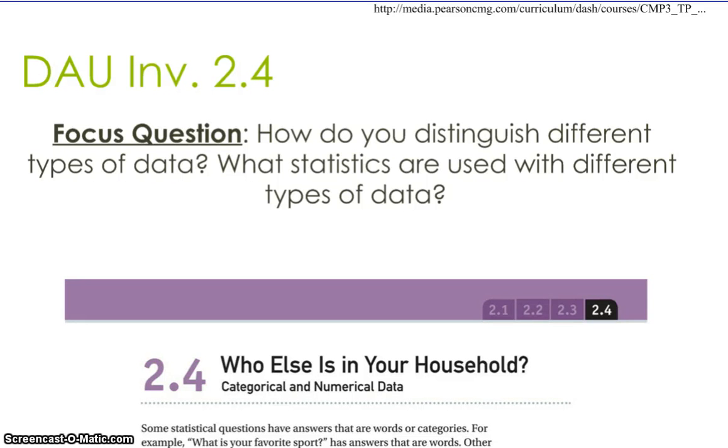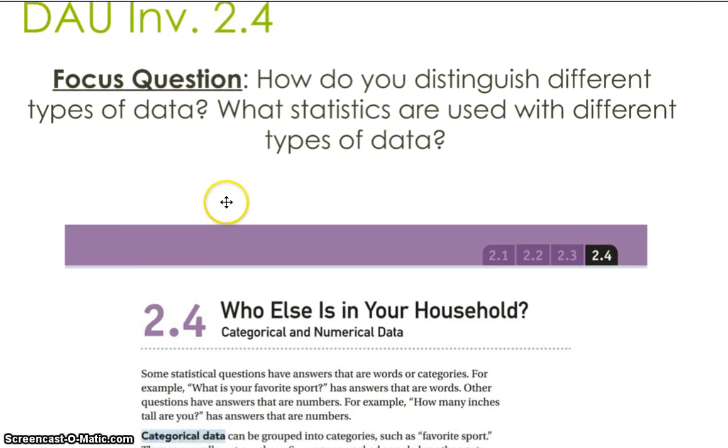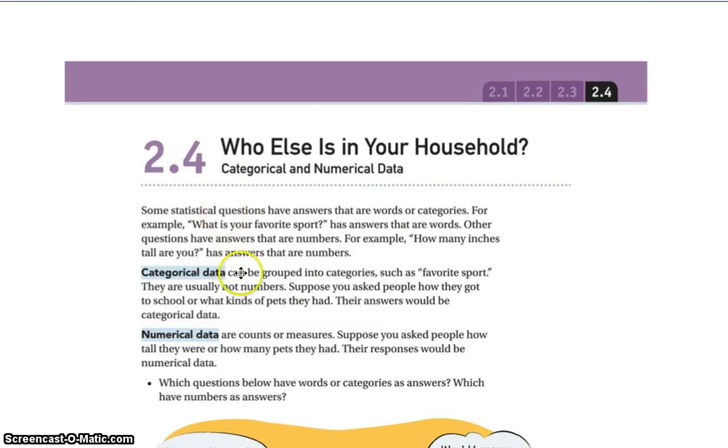Today we are going to talk about Investigation 2.4 from Data About Us, and this will help us answer the question of how we distinguish different types of data and what statistics are used with different types of data. So what we are really going to be looking at is the difference between categorical data and numerical data.